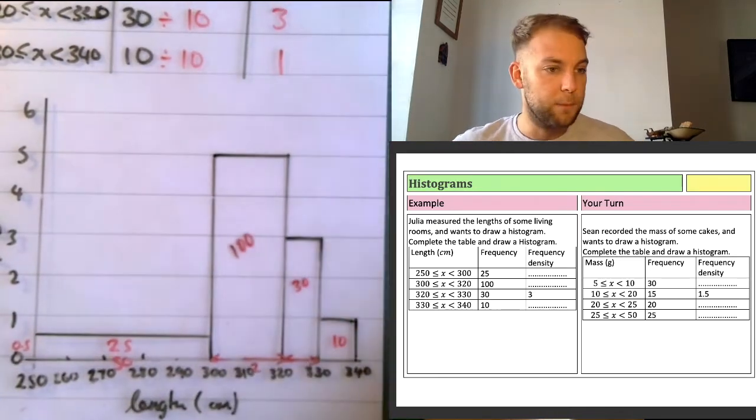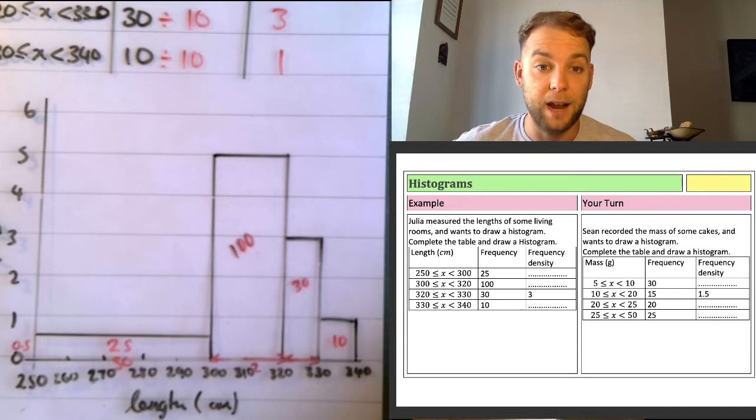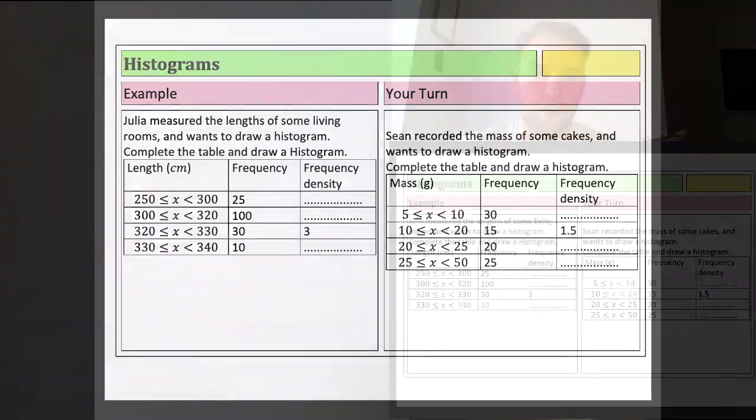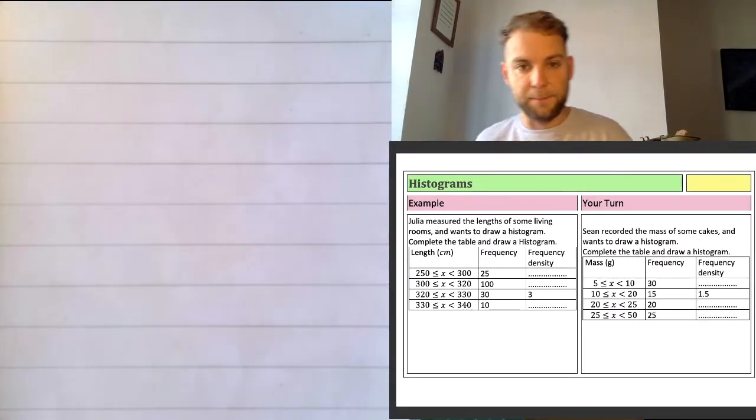Okay, so I'm going to put this next one up. Pause now and have a little go at this one yourself. So pause now and have a go at that one on the right yourself. Okay, so let's have a little go at it together then.